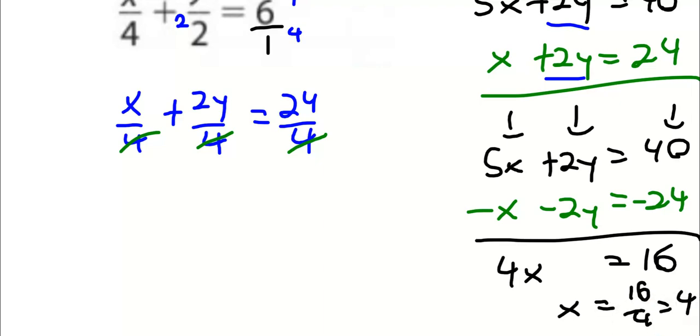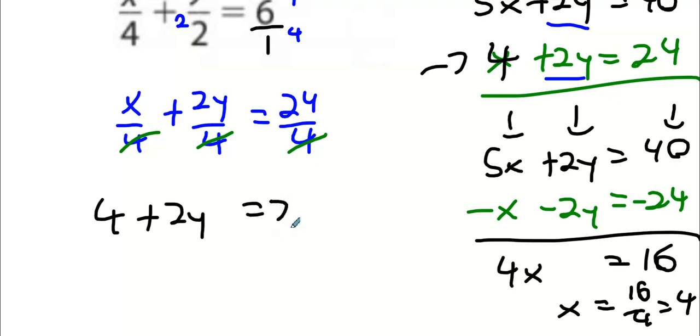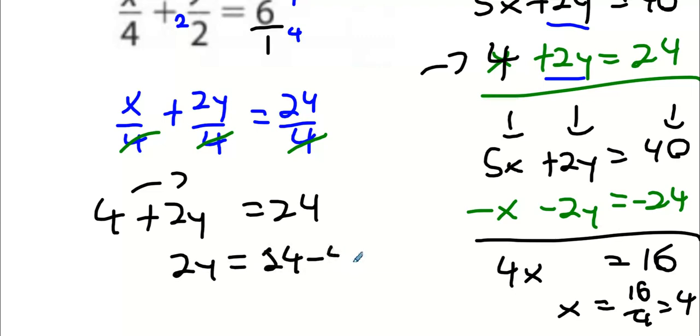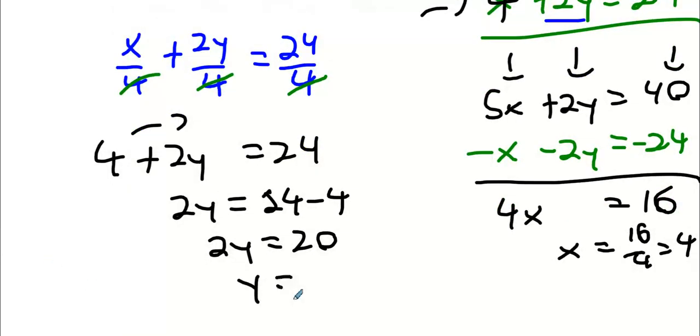which is 4. Then to find the y value, I'm going to choose the green equation here, which says that x, which is now 4, plus 2y equals 24. Bring the 4 over the other side. 2y equals 24, take away 4. 2y equals 20, and then divide by 2 to get 10. And that's your work done.